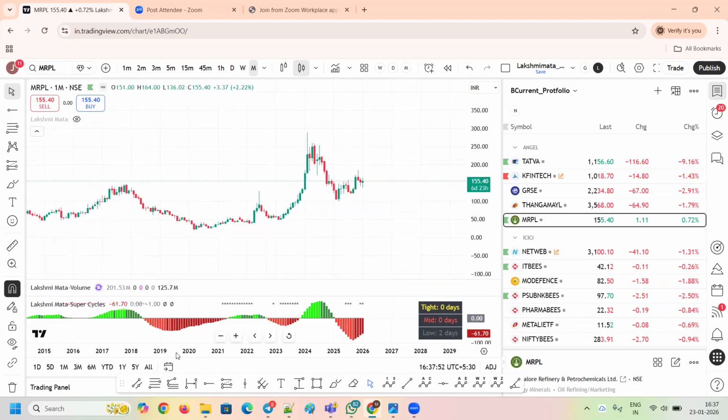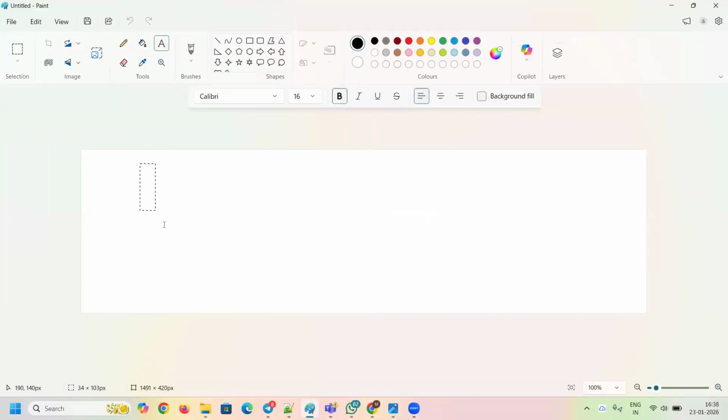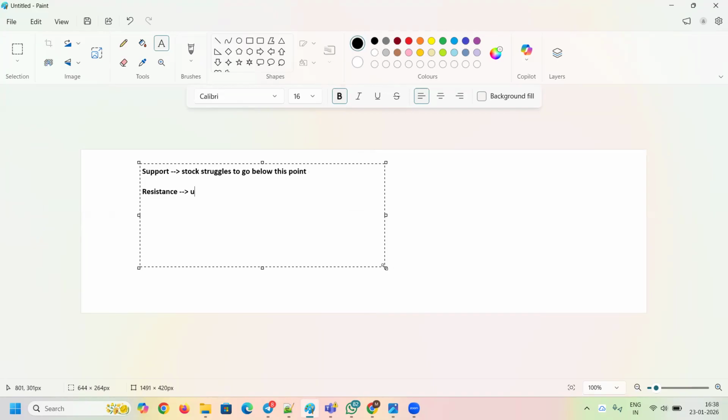How to draw support and resistance lines. See, what is support and what is resistance? First, let us discuss that. Support is where the stock struggles to go below a point. Okay, that is support. Resistance is the reverse of that, meaning the stock will struggle to move up.